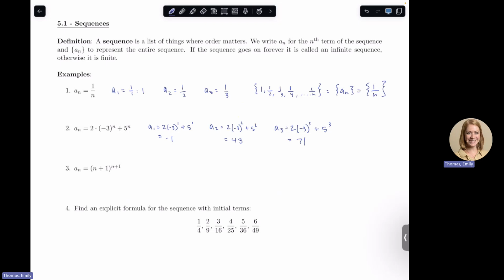Okay. 3, a sub n is n plus 1 to the n plus 1. So a sub 1 will be 1 plus 1, which is 2 to the 2. A sub 2 is 2 plus 1, which is 3 to the 3. A sub 3 is 4 to the 4th. That's 4, 9, 27, 256.